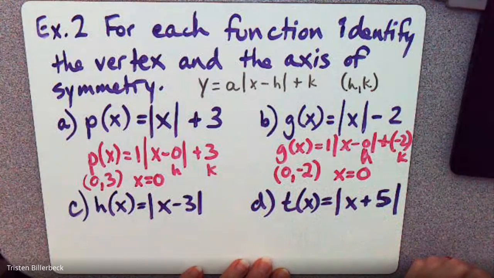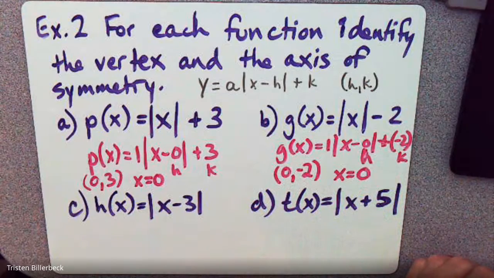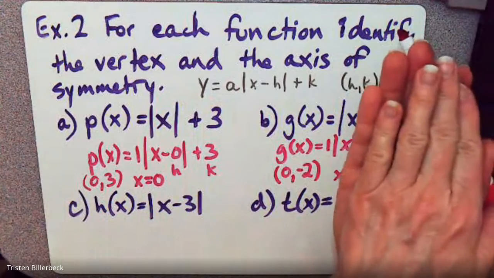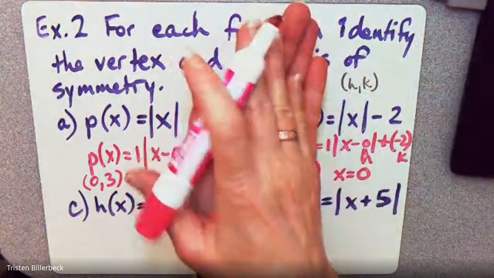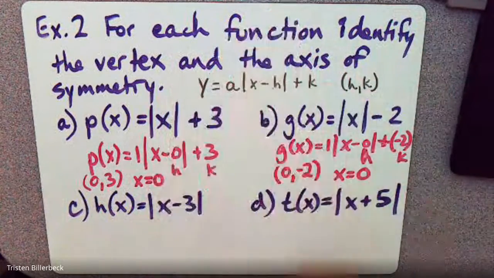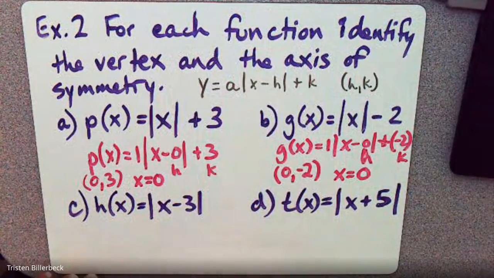So again, our axis of symmetry is where it folds, where you can fold one graph over the other and it'll just overlap. So that's the axis of symmetry. Okay, now let's take a look at this one.